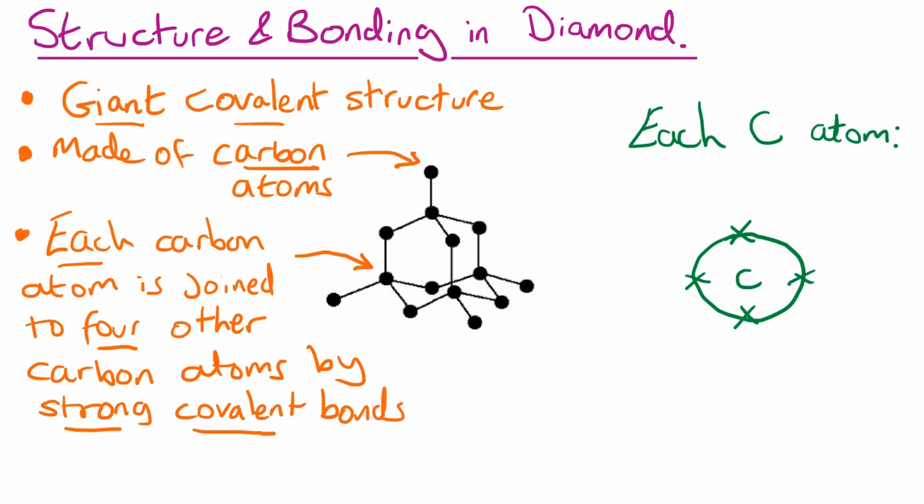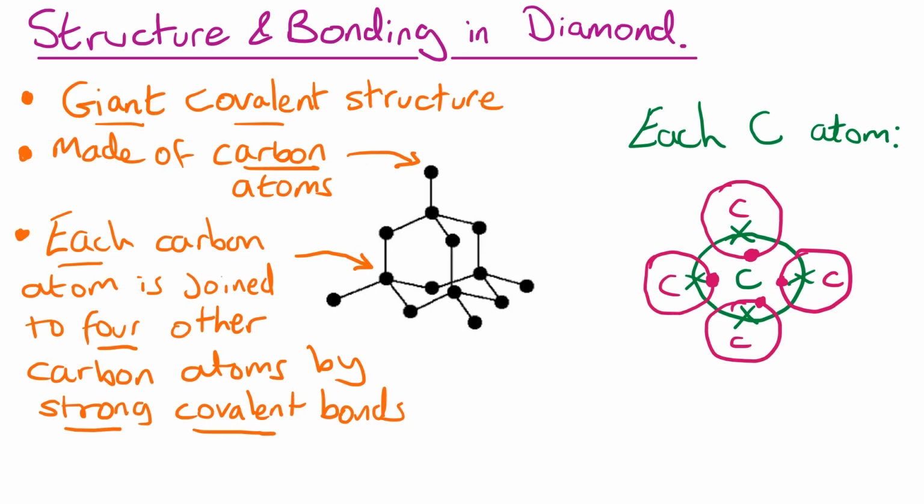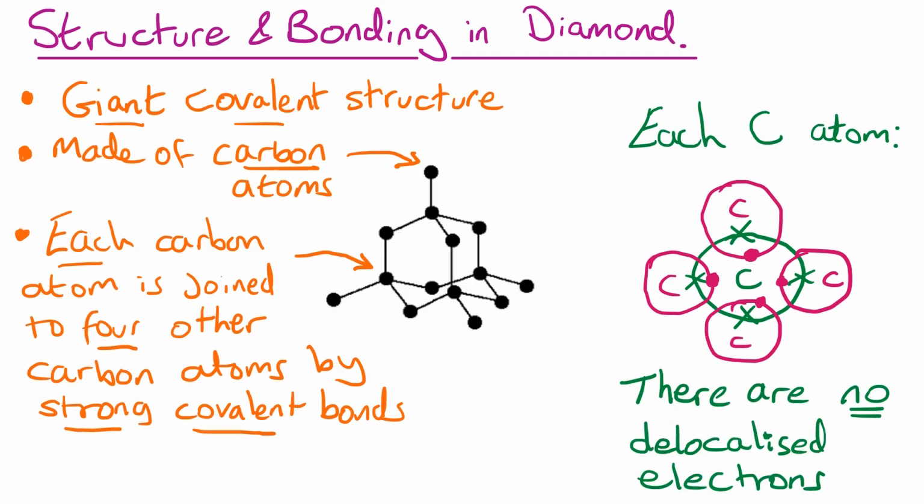If we look at one carbon atom in particular, then it's in group 4, so it's got 4 electrons in the outer shell, and we know that shell needs 8 to be full to make the carbon atom stable. So it shares electrons with 4 other carbon atoms. That means all of those outer shell electrons are involved in bonding, and there's no spare electrons or free electrons that can move around. So in diamond we say there are no delocalized electrons.